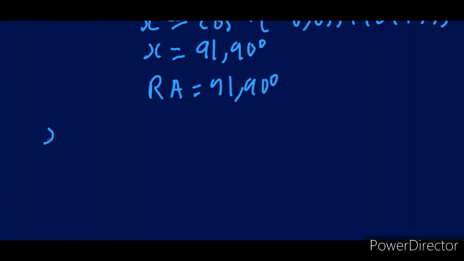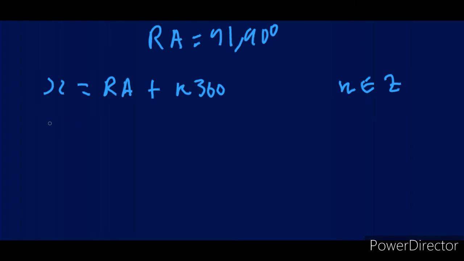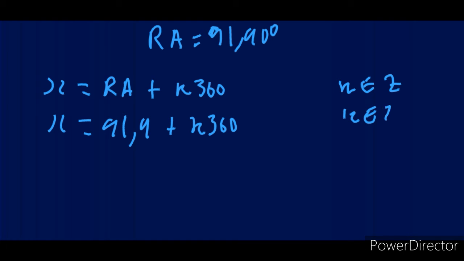in the fourth quadrant. So x is equals to reference angle plus k 360, and k is an element of integers. So from here, we're going to end up having x is equals to our reference angle, which was 91.90, which is just 91.9 plus k360, and k is an element of integers. And there we have it, our first equation.